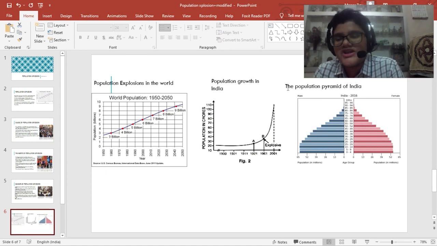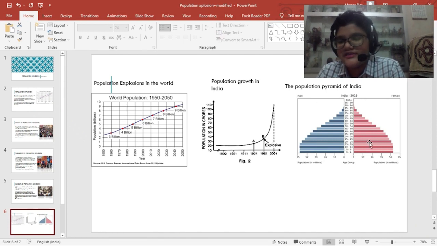Next, we have a population or age-sex pyramid of India. As you can see, the number of children in India is high, and the number of older people in India is also sufficiently high due to a low death rate.